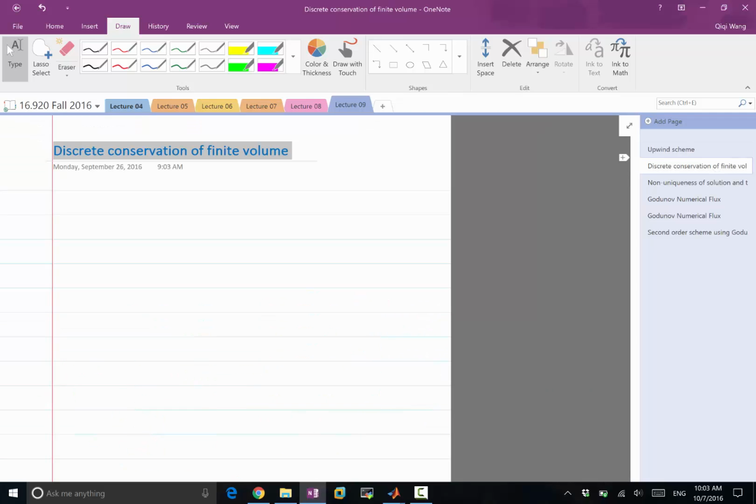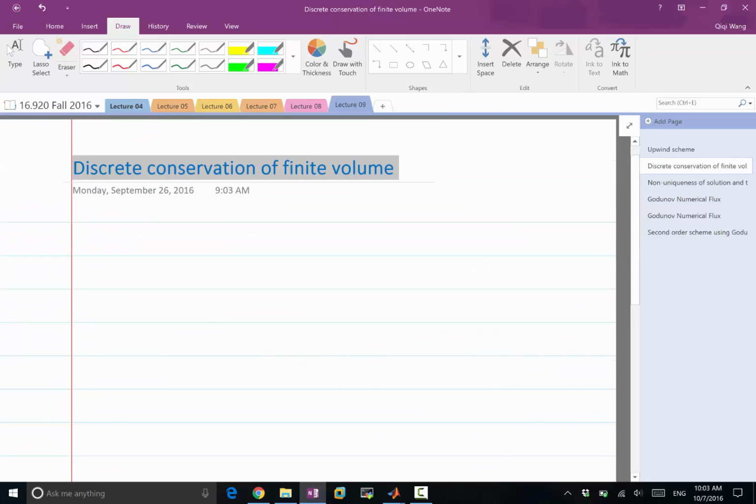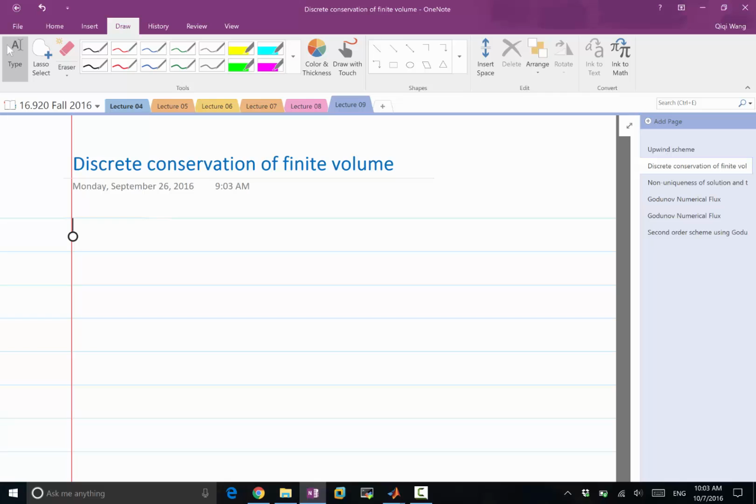So one thing I want to point out is the discrete conservation properties of any finite volume scheme. Now we have a working scheme, we want to point out its advantage. And that actually corresponds to your question, which is, can we use finite difference? Yes, we can, but we are losing something important in a conservation scheme.